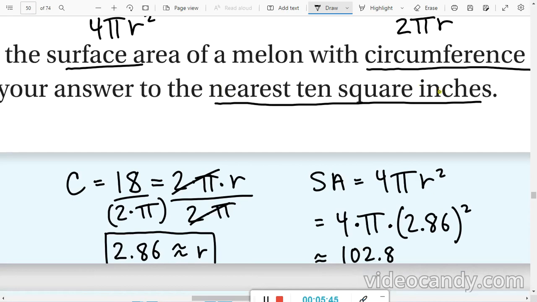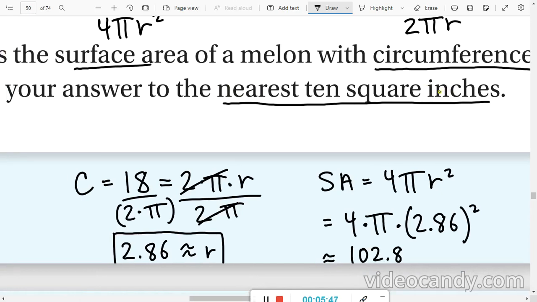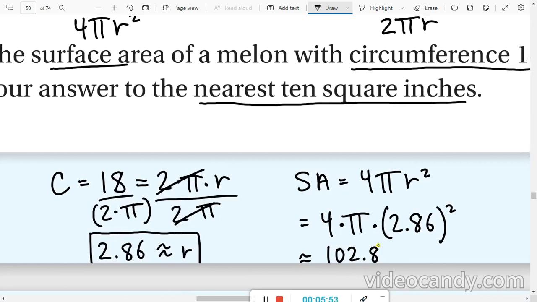They said round to the nearest 10 square inches. So if we look at the number 2 right here, that is less than 5. So I'm going to round this down to 100. All right, so we're rounding once again. That's 100. Square inches, or inches squared, are the units. So that will be the final answer.